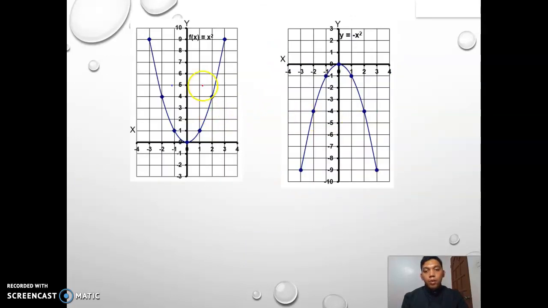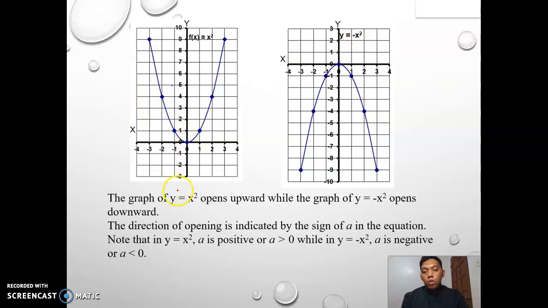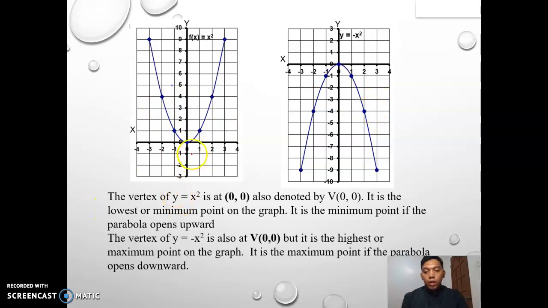So let's have an example. This is the graph of y equals, or f of x equals, x squared, and this is the graph of y equals negative x squared. If you notice, the graph of y equals x squared opens upward, while y equals negative x squared opens downward, because in this one a is positive and in this one a is negative. The vertex of y equals x squared is (0, 0), also denoted by V(0, 0), which is the lowest or minimum point on the graph.